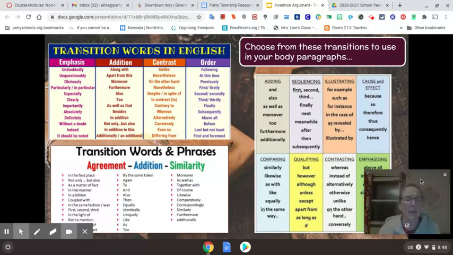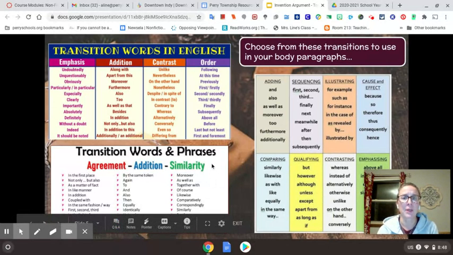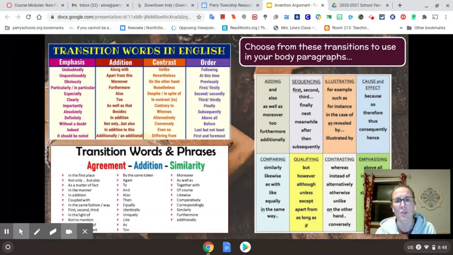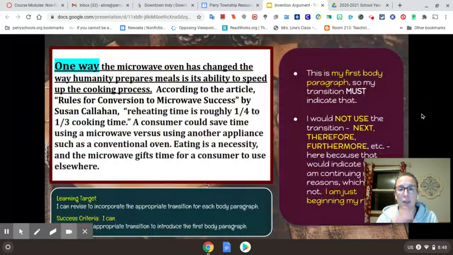And then again, there's down here transition words and phrases for agreement, addition, and similarity. So again, you've just got these lists, just a plethora of words that you can choose from with those transitions. Okay, so you can always jump back to this slide in the slides for today for help with that. All right, so let's go ahead and move forward here, and let's look at my example.